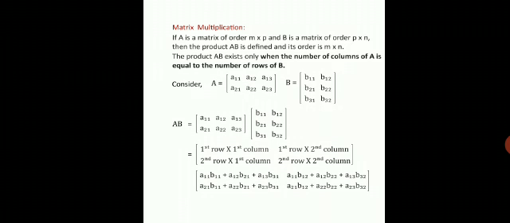So multiply the first row with the first column to get the first element, and the first row with the second column you will get the second element. Similarly, go to the second row into the first column, third element. So last one, second row into second column, that is your last element. So that is equal to A11 into B11 plus A12 into B21, plus A13 into B31. Different elements of the row have to be multiplied with different elements of the column of matrix B.